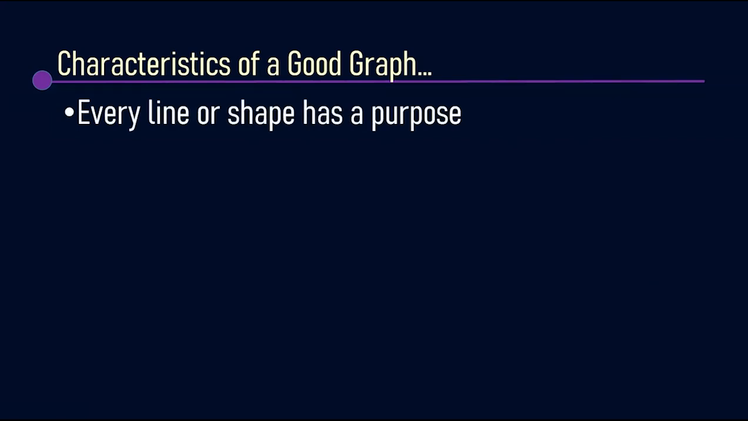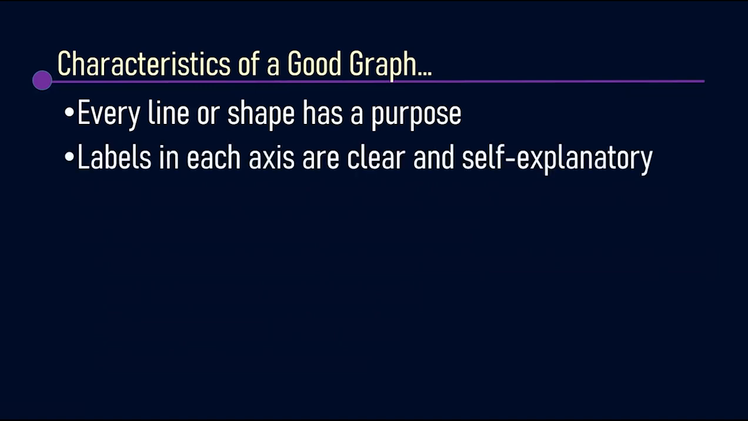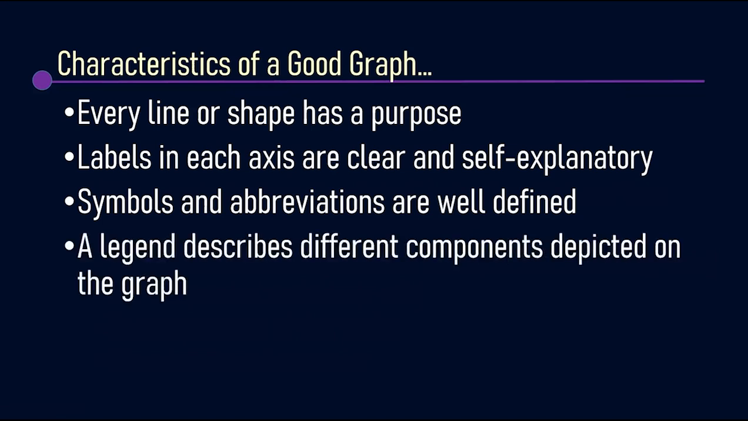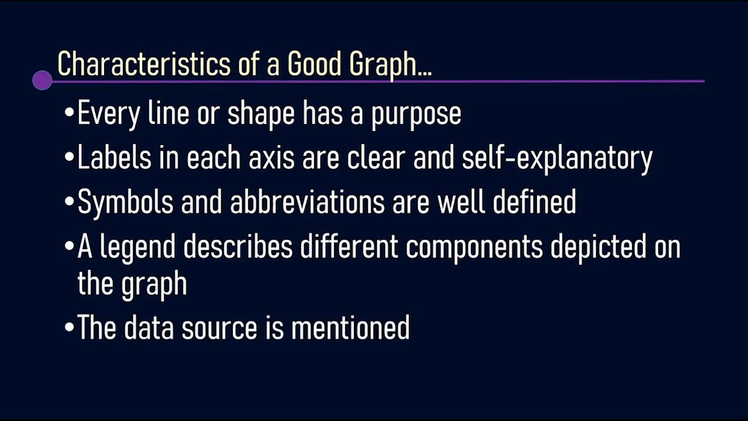Every line or shape has a purpose. You just don't put lines to make it attractive. The label should be there on each axis, both x and y, and they should be clear and self-explanatory. Symbols and abbreviations, if used, are well defined, as in a table, and a legend describes different components depicted on the graph. And as always, you should mention the data source.